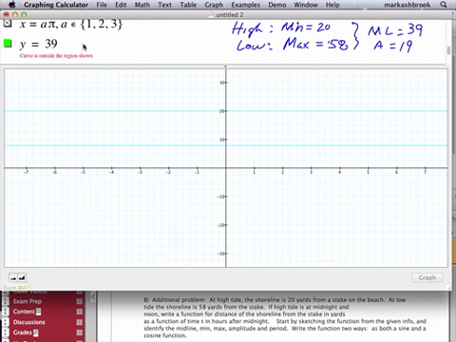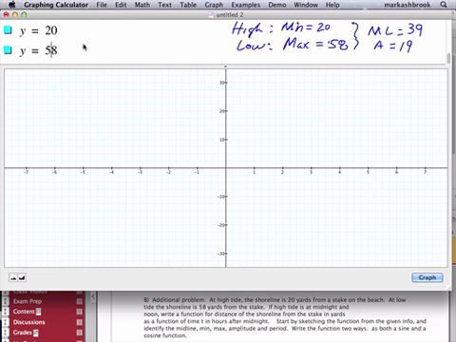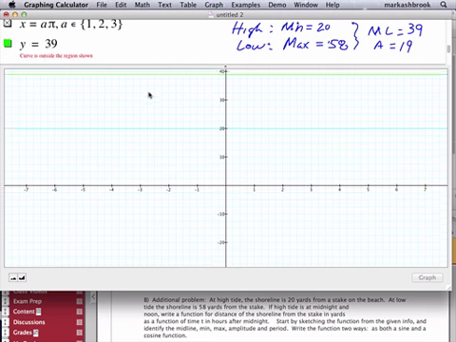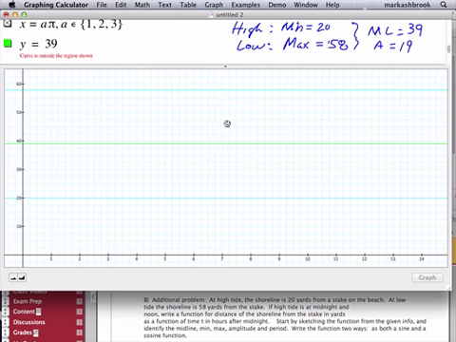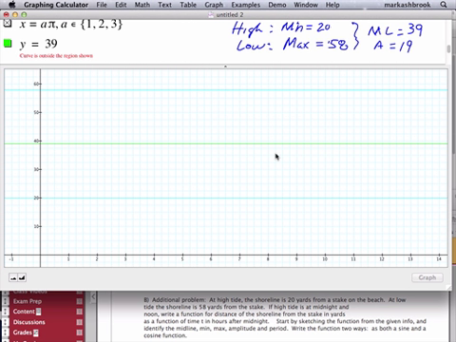What happened? 58 is the max. 58. Okay, so there we go. Got our midline at 39, our min at 20, our max at 58. Cool. All right. Next. Now we need to start talking about what's happening this way.